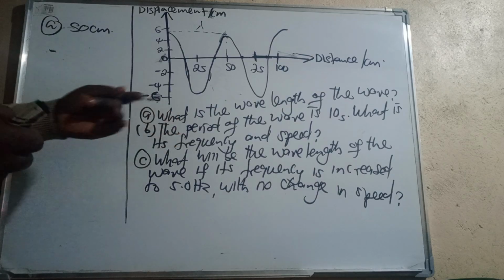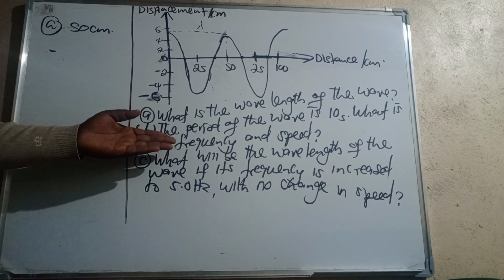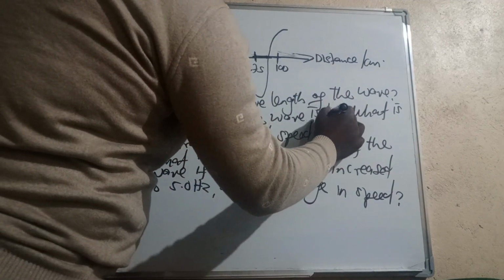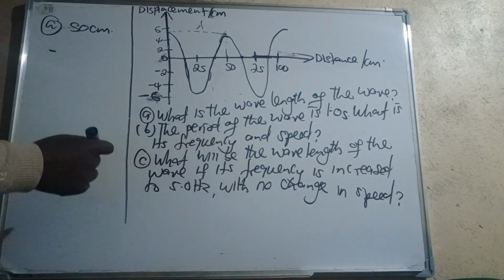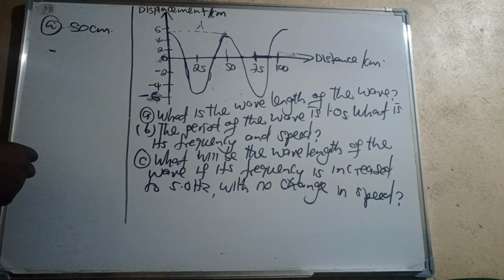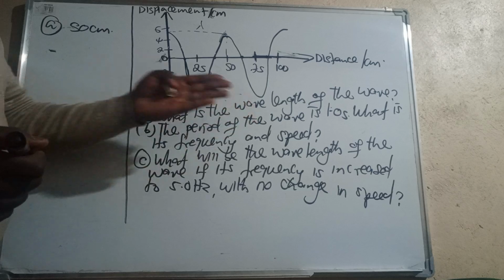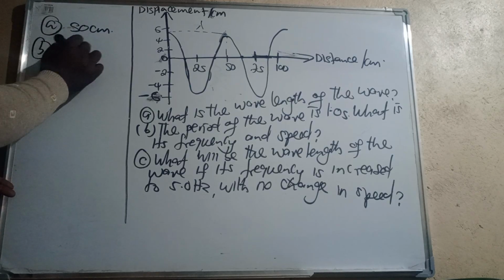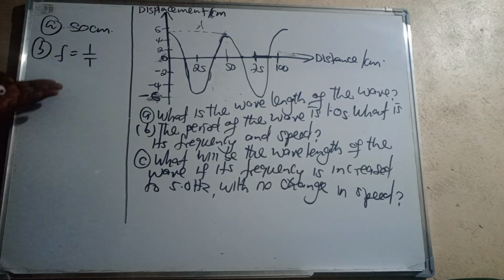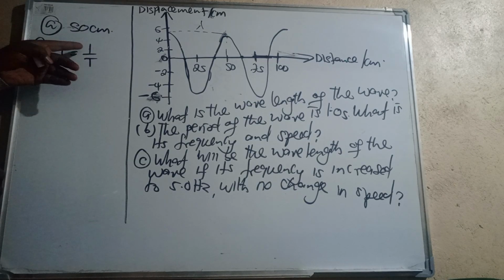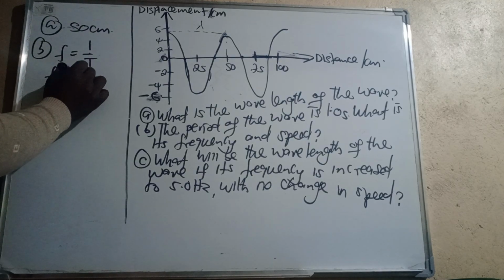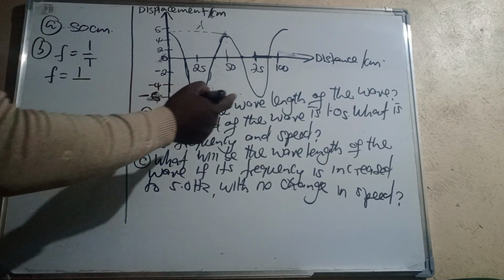Then I will go to the next question. Question B says the period of the wave is 1.0 second. What are its frequency and speed? We need to know that frequency is equal to 1 over period. This is the period, and this is the frequency. The number 1 is constant. So the frequency is equal to 1 over my period, the time taken.